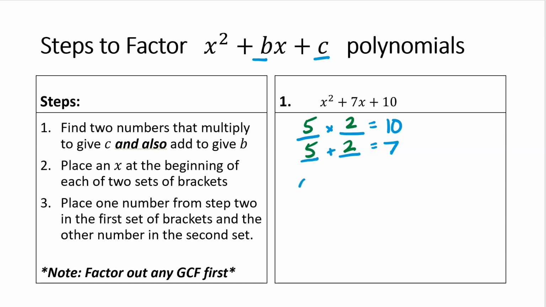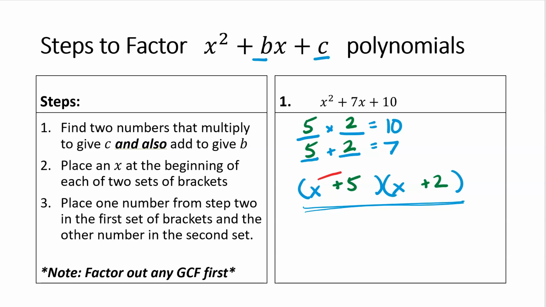Then all we do is we're going to take 2 sets of brackets, place an x in front of each of them, and use those 2 numbers. Just place them in the brackets. So x plus 5 and x plus 2. And by the way, this is your answer. That's the factored form. But what's great about factoring is that you can always check your answer. If you expand this, you should end up with your original expression.